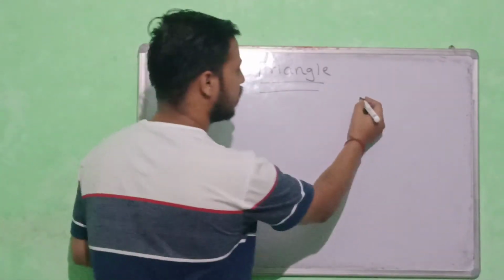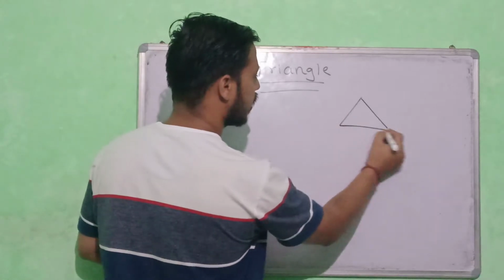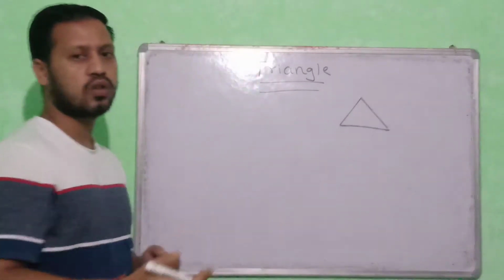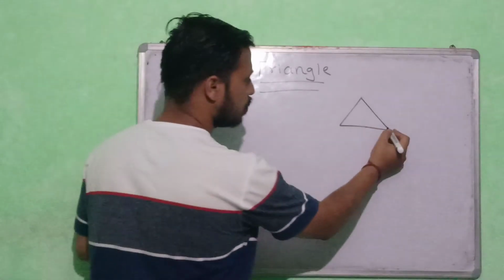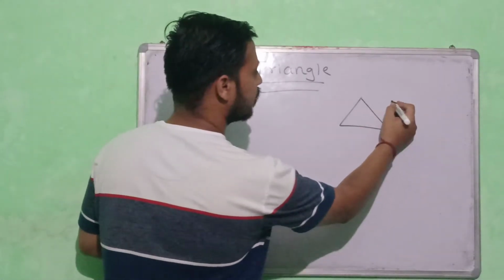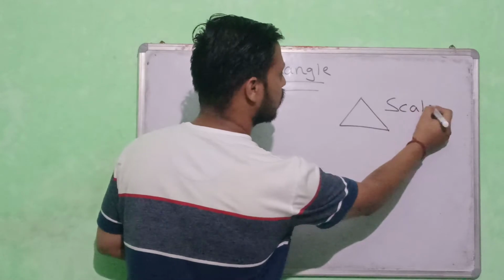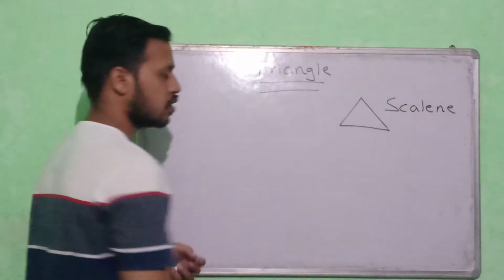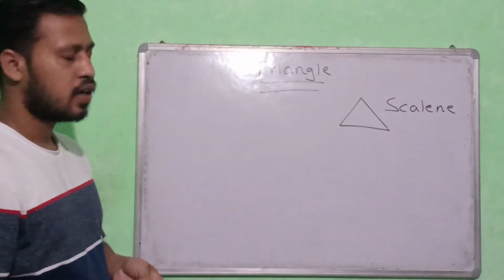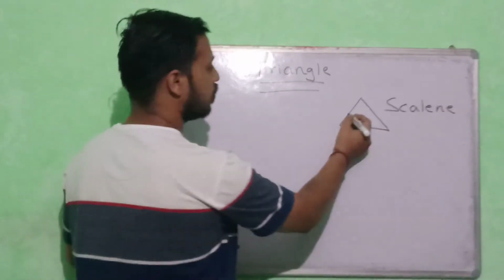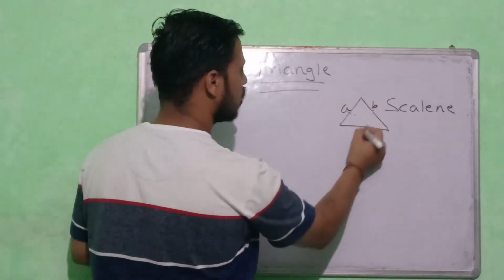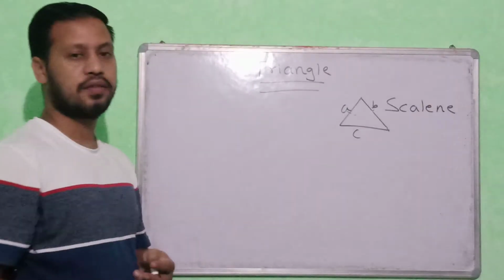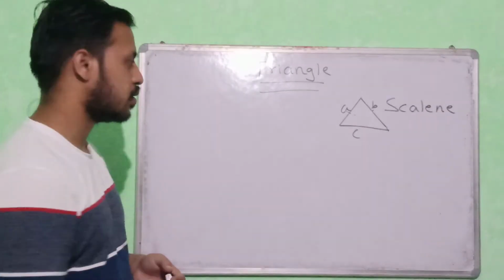Triangle is a three-sided enclosed figure. The triangle is divided into three parts. One is scalene triangle. What is scalene triangle? Triangle whose three sides are different. You can name them A, B, C. Triangle whose three sides are different is called scalene triangle.